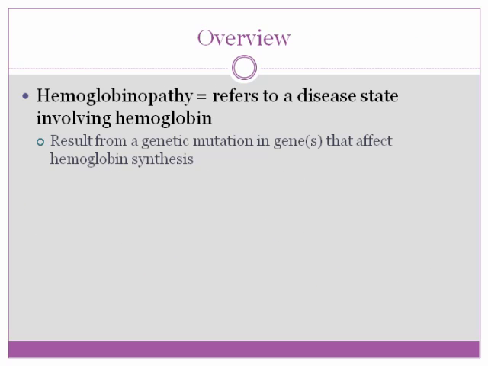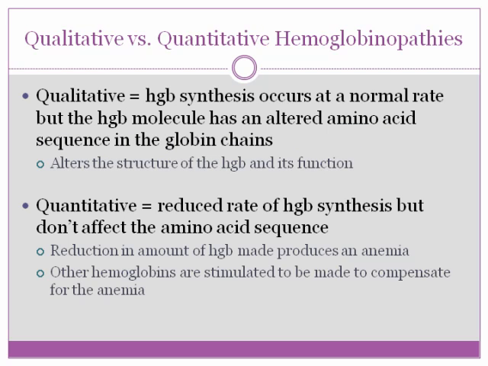We're going to skip down to the slide called Overview. Basically, a hemoglobinopathy, the word itself just means a disease state involving hemoglobin. If you think back to med term, pathy refers to disease, and then the word hemoglobin. So it's a disease of the hemoglobin. So we have two categories here, basically. We have qualitative versus quantitative hemoglobinopathies.